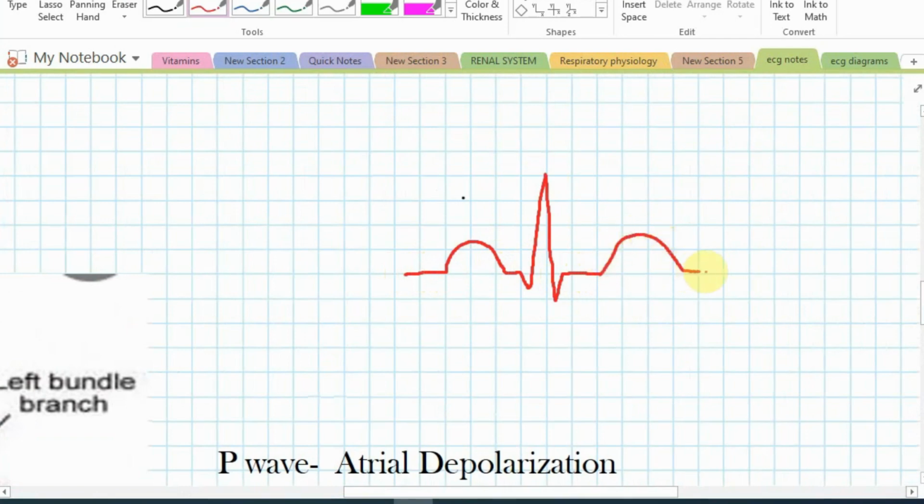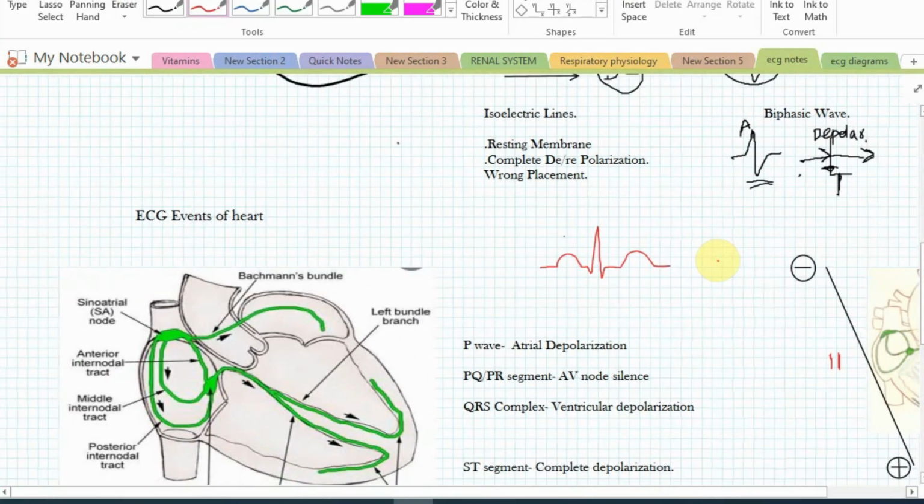This is not one of the best drawings you have seen, but just for now, let's compensate and see what are the different things: a P, Q, R, S, and a T. Now we know what a P wave is. Over here we can see the P wave.